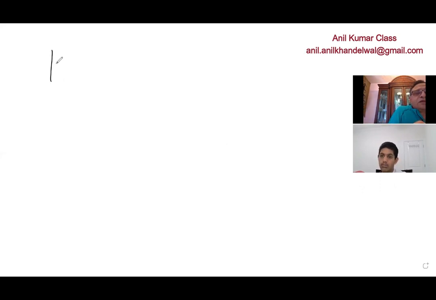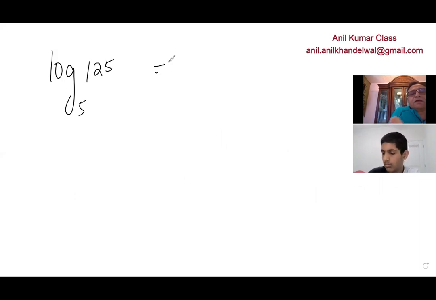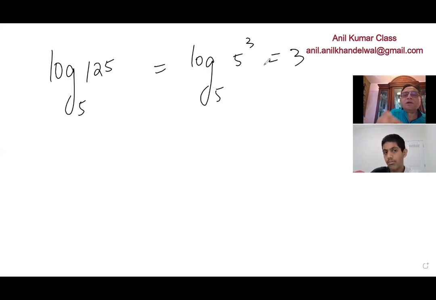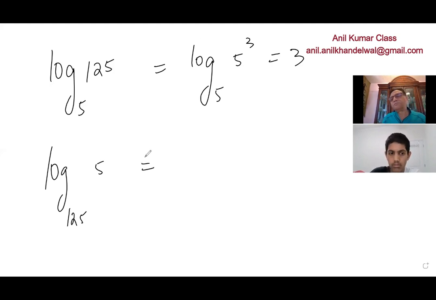Okay, let's see. Log to the base 5 of 125 is how much? 3. So now log to the base 125 of 5 is how much? 1 over 3. Correct? You understand now this logic, correct?